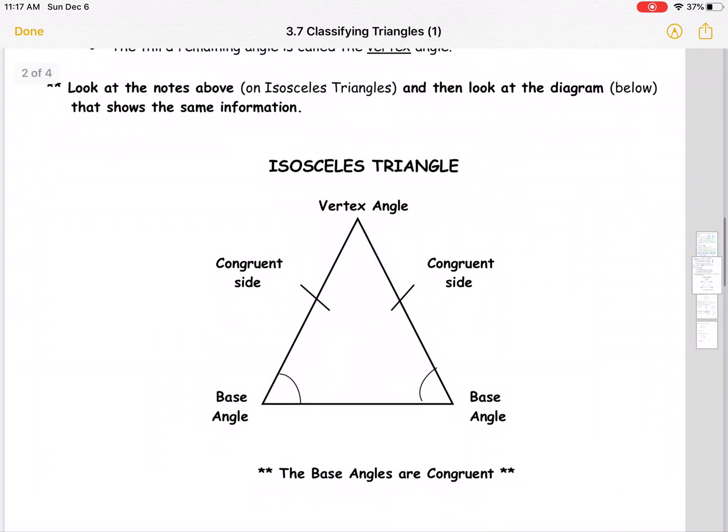So if I'm looking at an example of an isosceles triangle, okay, these little lines right here mean that these sides are congruent. The sides that I'm tracing over are congruent. And then these little swooshes right here mean that these angles are congruent. We've seen that before in this unit.